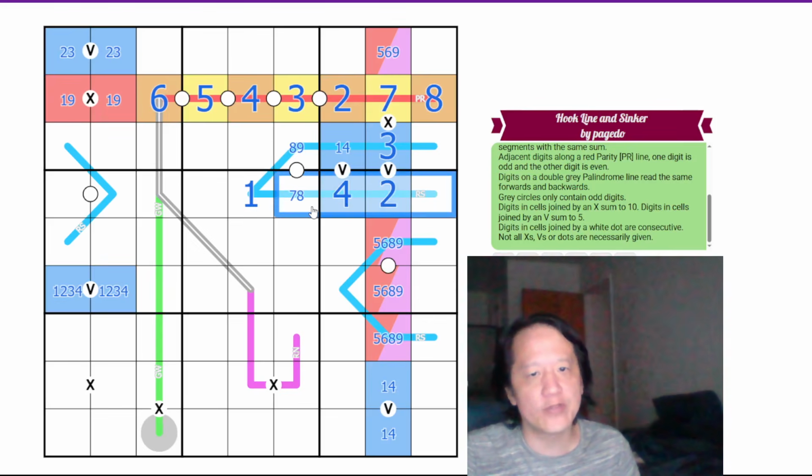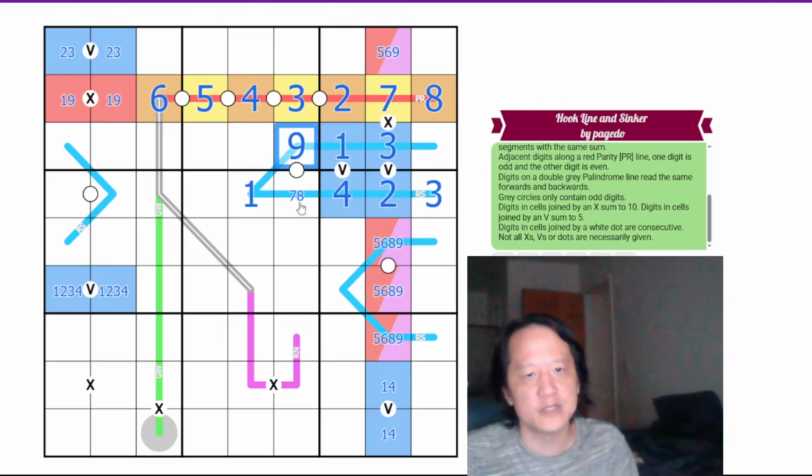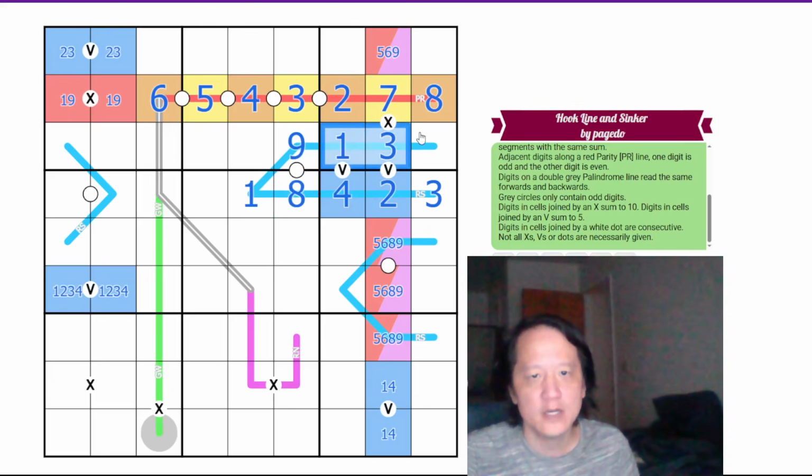4, 2, and 3 at minimum add up to 9 at maximum there. So this can't be 4, it's 1. This has to be 4, 2, and 3, adding up to 9, which forces that to be 8. Which forces this to be 1, 3, and 5. That eliminates 5 in the rest of the box. So this becomes 6 or 9.